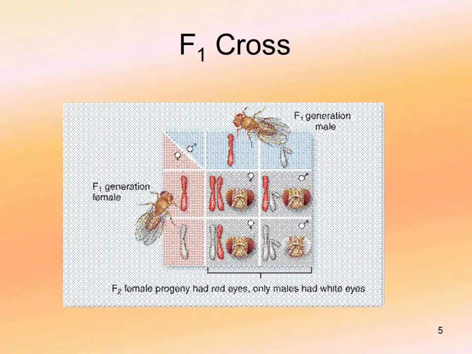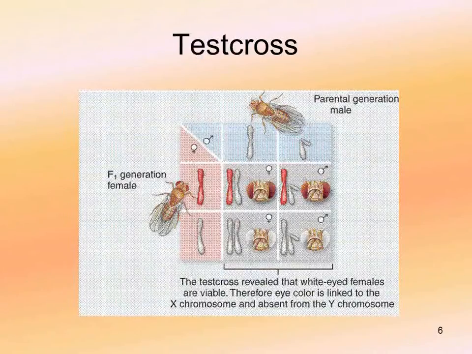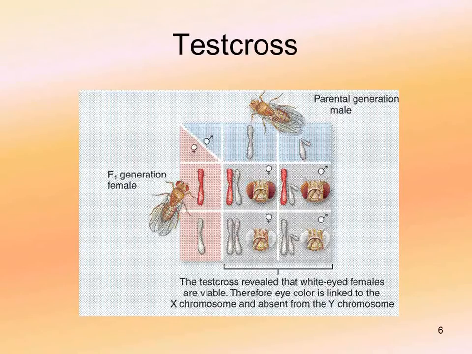So this led him to his next part of the experiment, a test cross. A test cross is a cross between an individual that shows the dominant allele of a trait. That means that it's known to have at least one of the dominant genes. In this case, our female shows the dominant red gene because she has red eyes. That individual is crossed with another individual that is known to be homozygous recessive for the same trait. In other words, our male because he has white eyes, and we know that white eyes is a recessive trait.